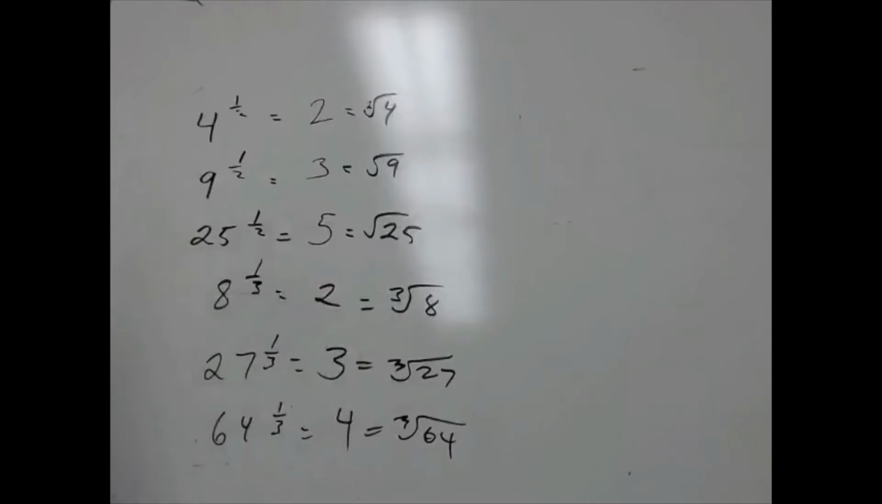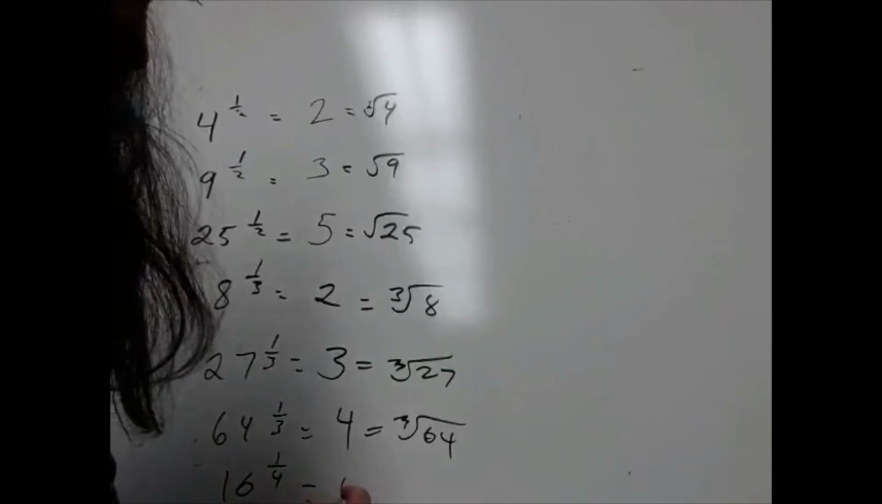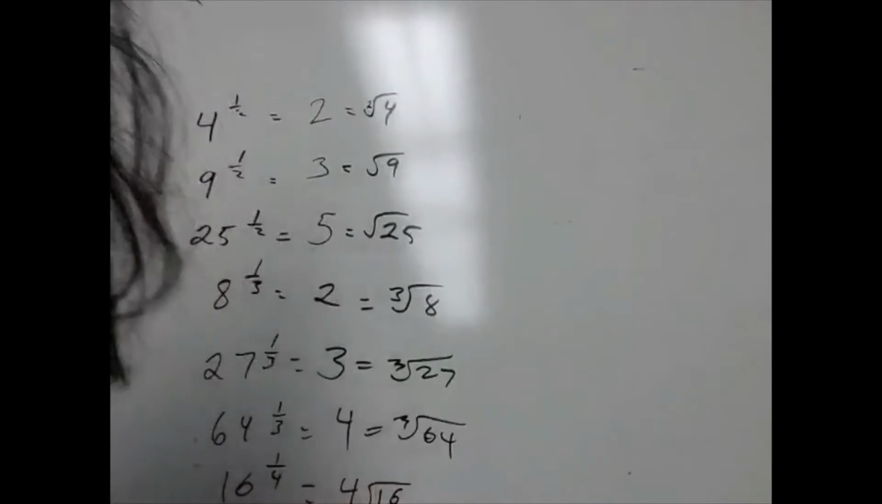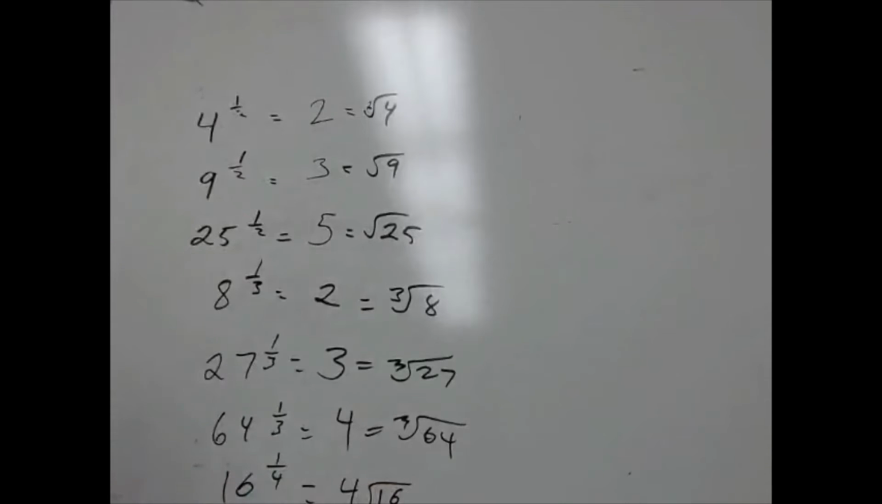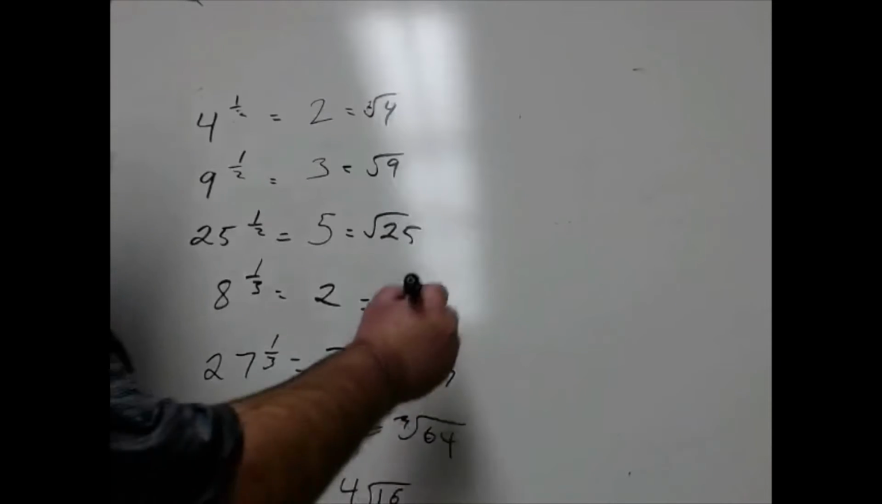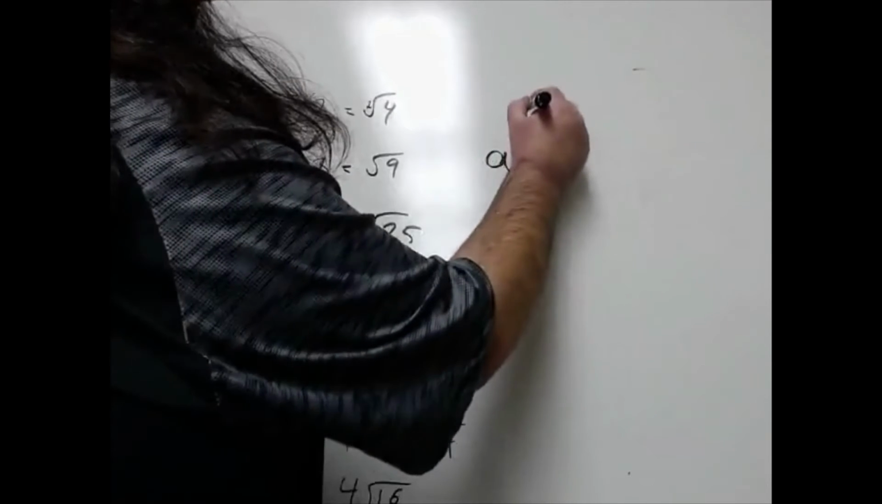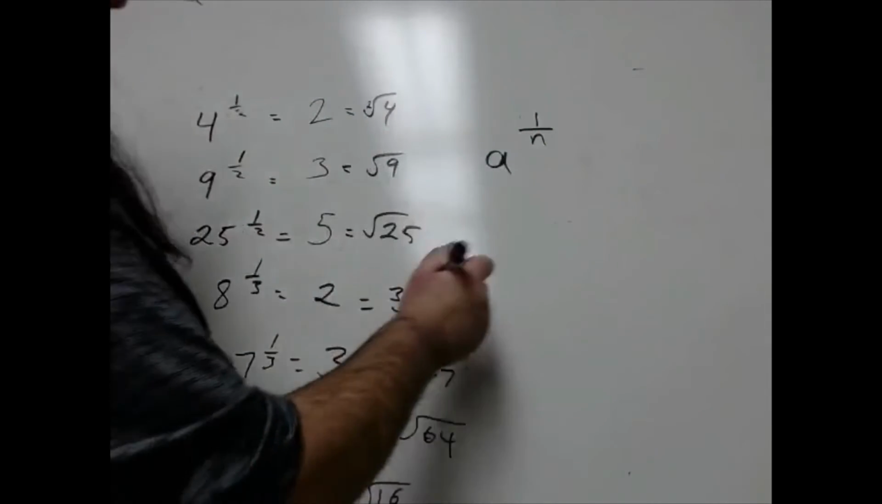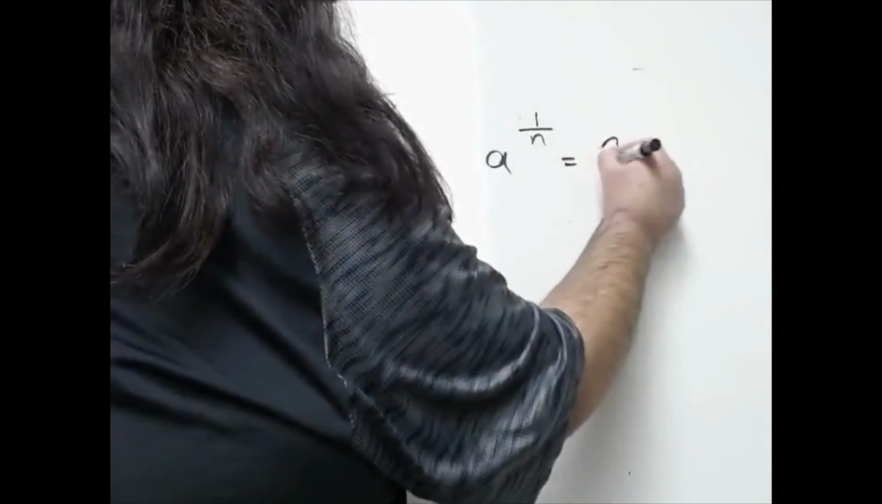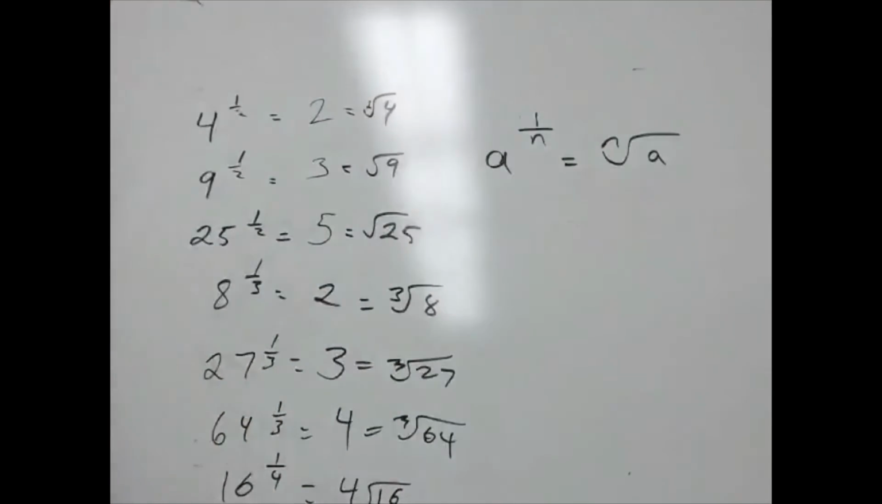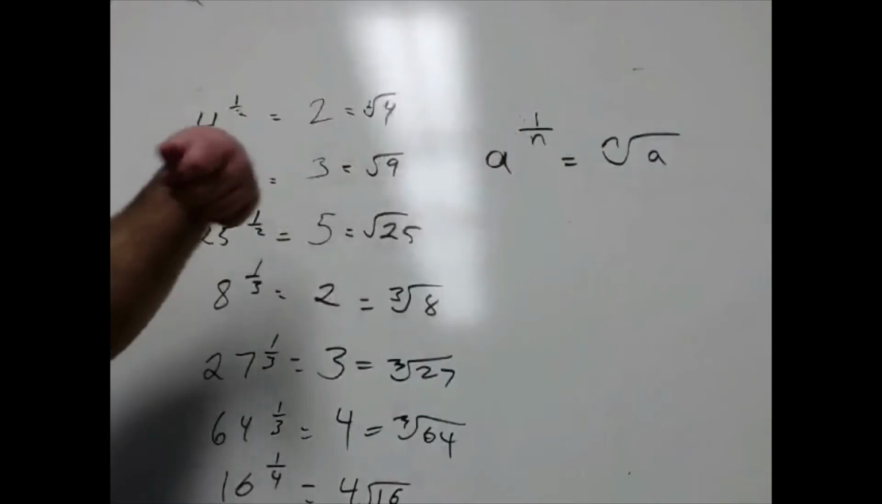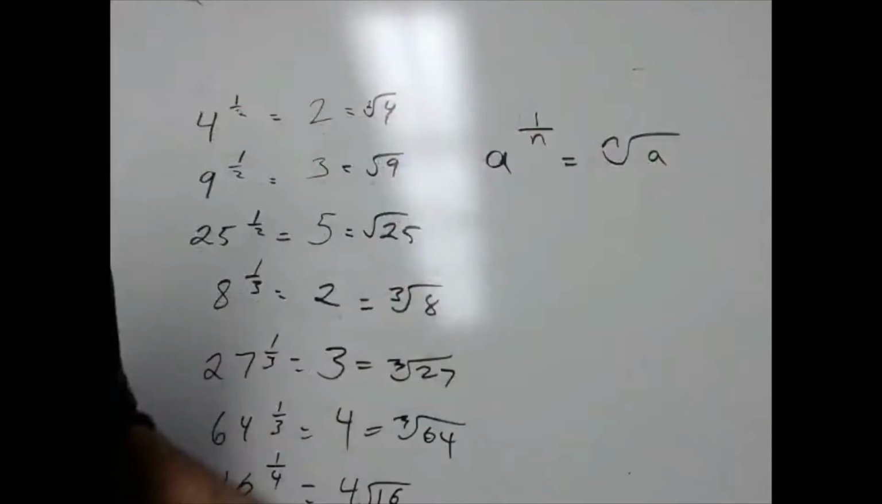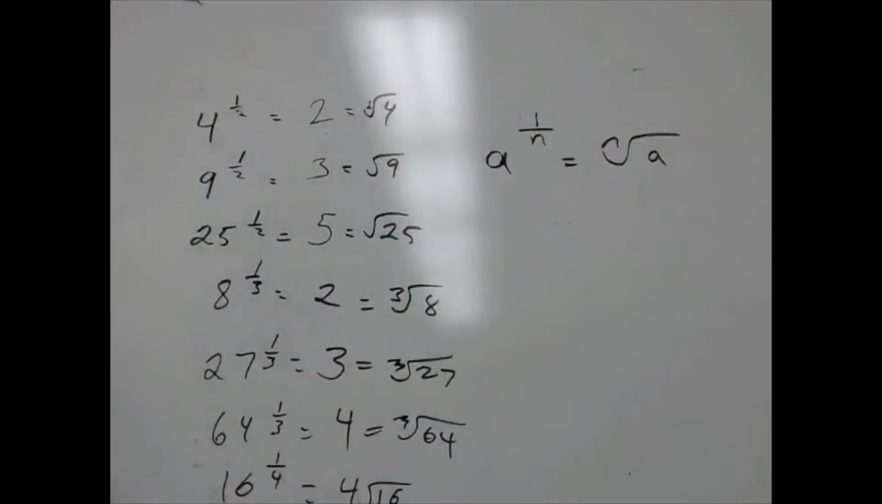So you could continue then and say that, all right, well, something like 16 to the 1 over 4 must be the 4th root of 16, and you'd be completely correct. So in general, anytime you have anything raised to an exponent of 1 over n, whatever this denominator is here, ends up becoming the index of the radical. So if I've got exponent 1 over 5, this becomes 5th root of whatever the number is. Okay?